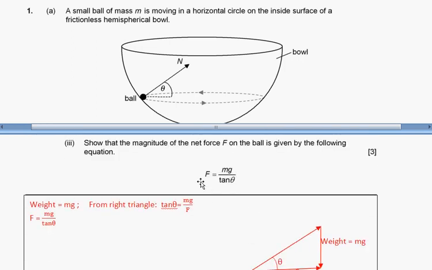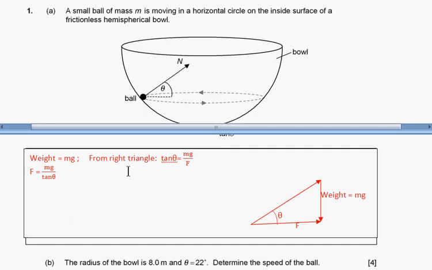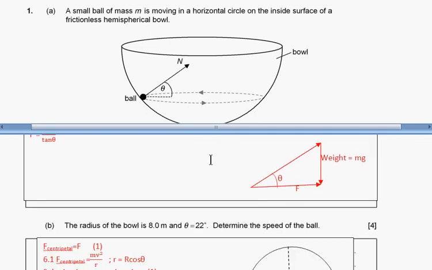Show that the magnitude of the net force on the ball is given by the following equation. So we sketch the picture: reaction, weight, and centripetal force F. Weight equals mg. From this triangle we can see that F is linked to mg through theta. It is tangent. So if we divide mg by F, you get tangent theta. So F equals mg over tangent theta. So this is what they asked. Done.